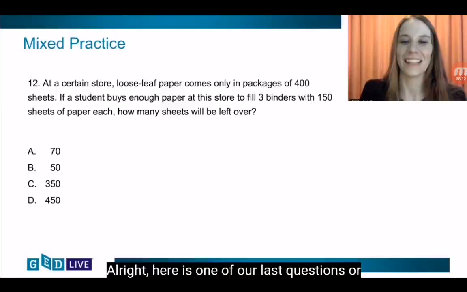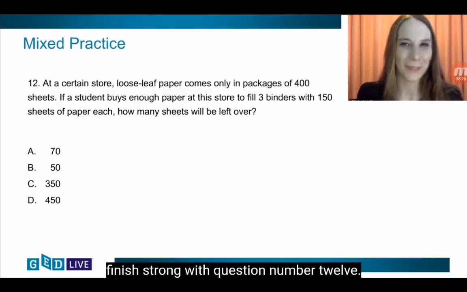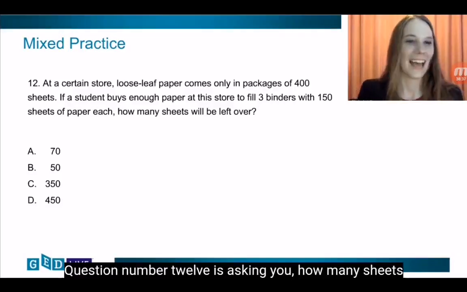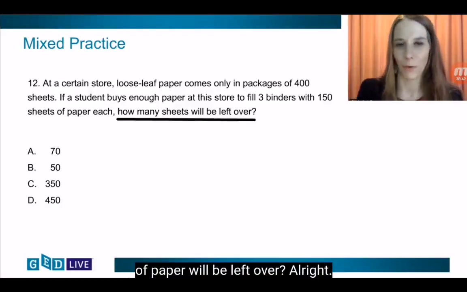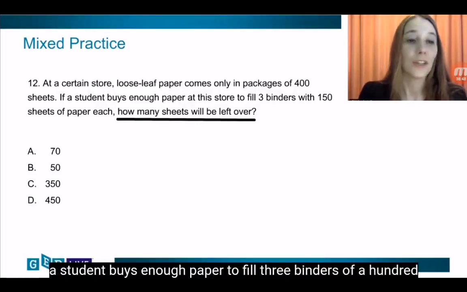All right, here is one of our last questions, or our last question, in fact. So go ahead, pause the video, and finish strong with question number 12. Question number 12 is asking you how many sheets of paper will be left over. Paper only comes in packages of 400 sheets, and a student buys enough paper to fill 3 binders of 150 sheets each.